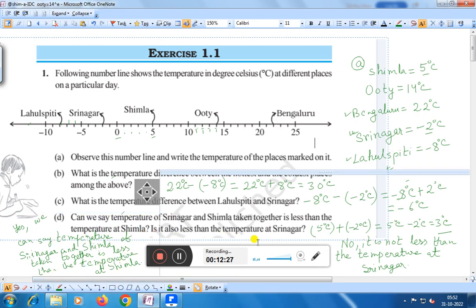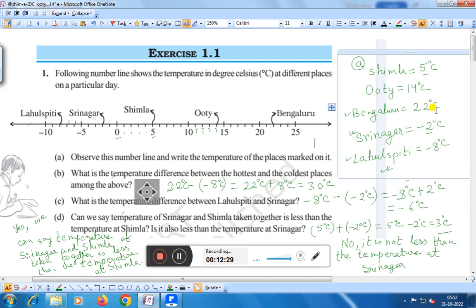Next question, is it also less than the temperature at Srinagar? The temperature of Srinagar is minus 2 degrees centigrade. Therefore, the answer is no, it is not less than the temperature at Srinagar. This is the solution of question number 1.